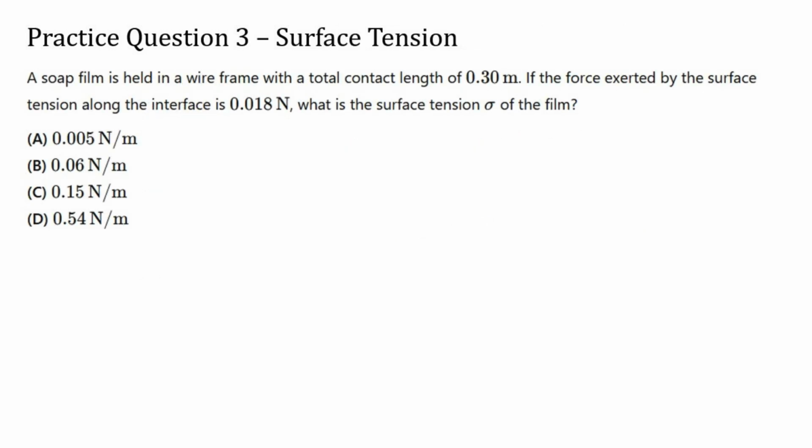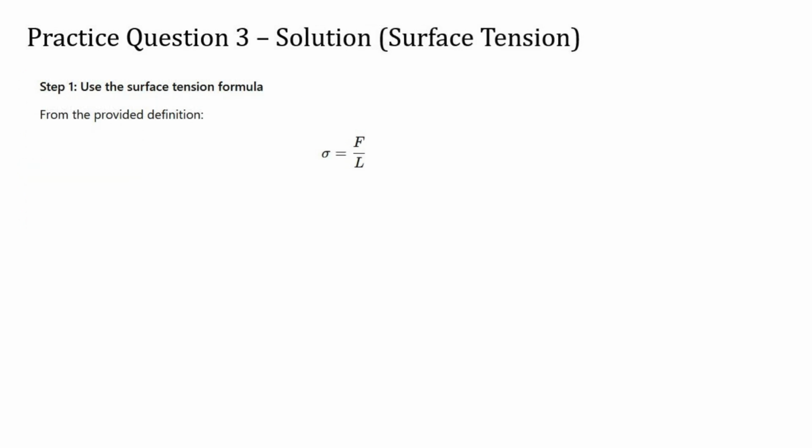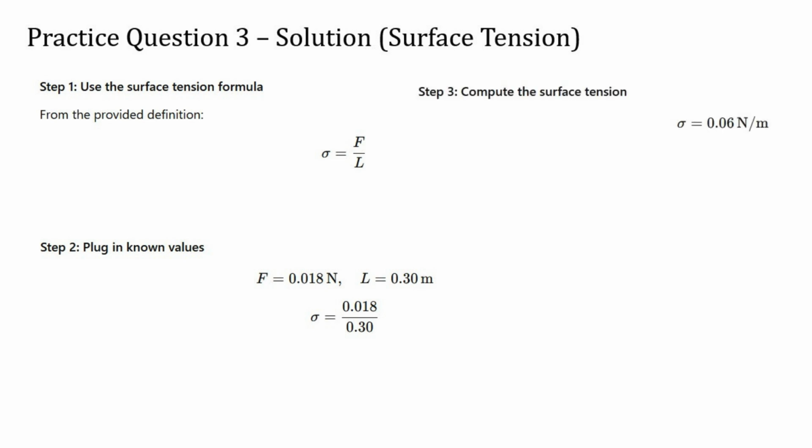Practice question 3. A soap film is held in a wire with a total contact length of 0.30 meters. If the force exerted by the surface tension along the interface is 0.018 newtons, what is the surface tension of the film? We first identify that the general equation for surface tension should be used. We then plug in the known values. The force is 0.018 newtons and the contact length is 0.30 meters. Finally, we get a surface tension of 0.06 newtons per meter. Therefore, the final answer is option B.